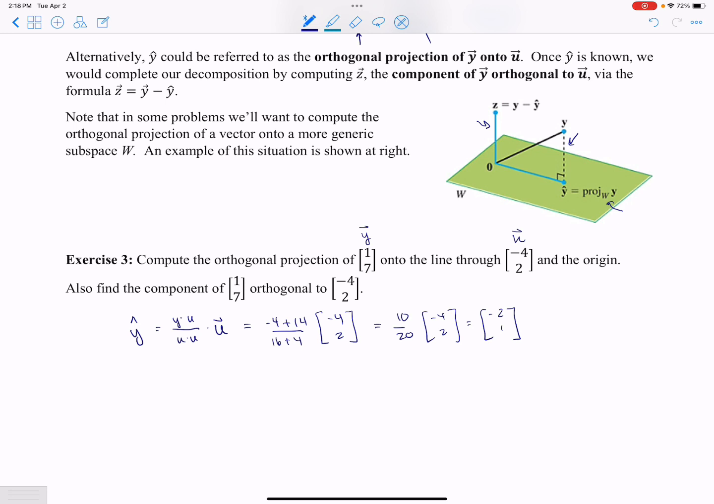It says also find the component. The component is the y minus the y hat, and the original y is (1, 7), minus the projection, which is (-2, 1). And I get 1 minus negative 2, which is 3, and then 7 minus 1 is 6.